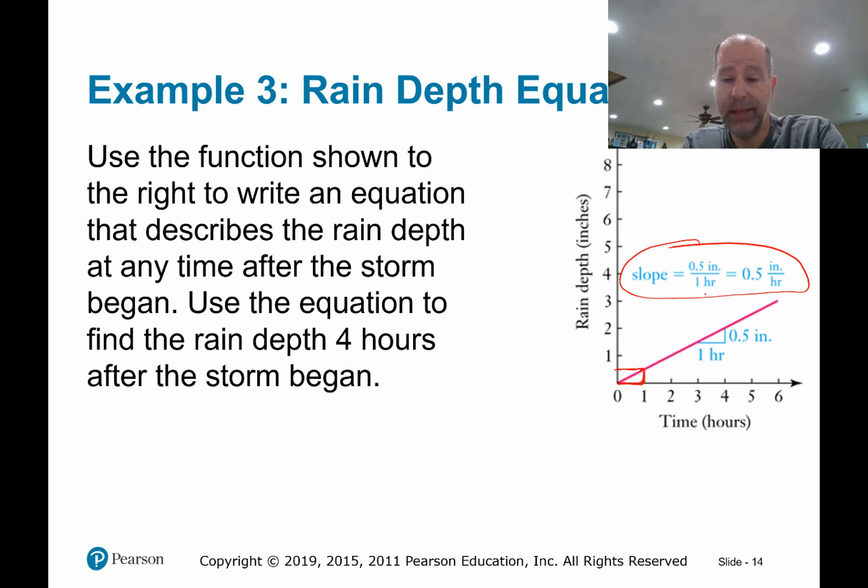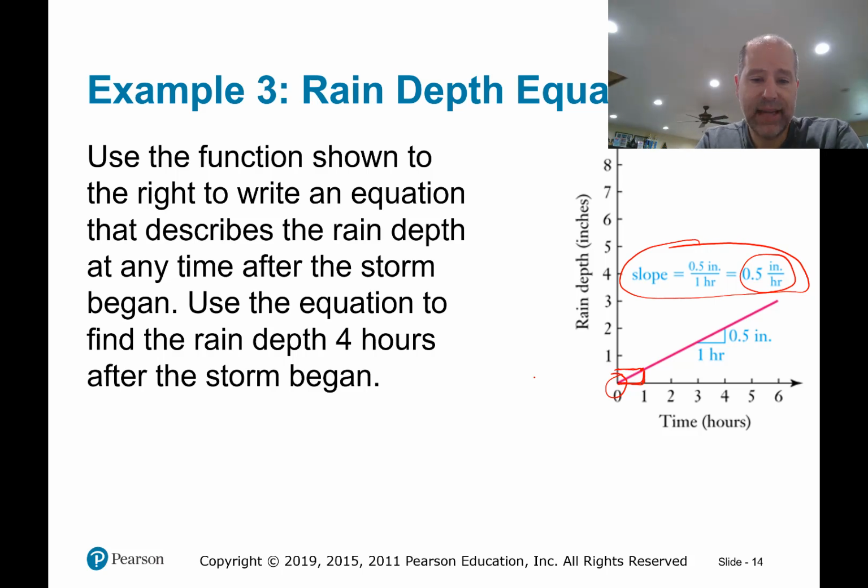So again, the slope is the change in the y, which is in this case rain depth, divided by the change in the x, which is time in hours. So the slope is telling us that the rain goes up half an inch every hour. So the slope is 0.5 or a half. Also, the y-intercept is at the origin, at 0, because at 0 hours we have 0 rain, since that's when the rain just starts.